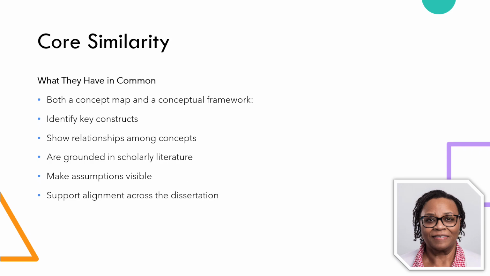Despite these differences, concept maps and conceptual frameworks share the same DNA. Both identify key constructs, show relationships, rely on theory, and make assumptions explicit. Both exist to bring coherence to your study. If a visual does not show relationships among concepts, it is neither a concept map nor a conceptual framework. It is simply a list.